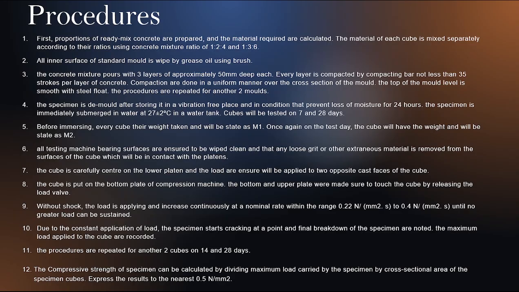Alright, so this is the procedure. First, the proportions of the ready-mixed concrete are prepared, with the materials required calculated. The material of each cube is mixed separately according to the ratio, using the concrete mixture ratios of 1:4 and 1:6. All inner surfaces of the standard mould are wiped with grease oil using a brush.